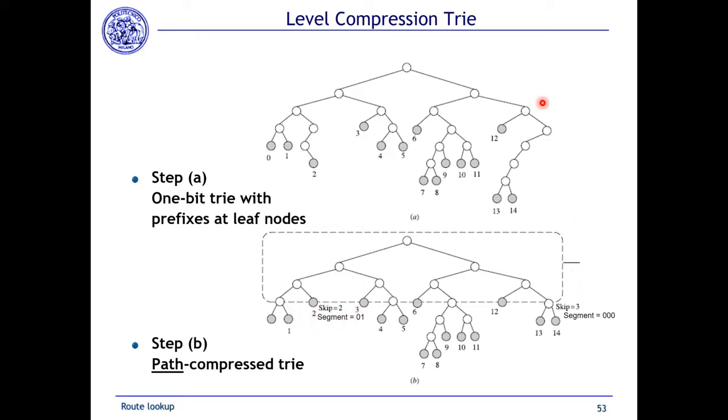Then there is another long chain here. You compress it. We have skip 3 and segment 0, 0, 0. Okay. In this particular example, we have only these two possibilities of doing path compression because, as you can see, all the other white nodes that are remaining have always two children, so you cannot do path compression anymore. But here you can see that we have a subtree that is completely of white nodes.